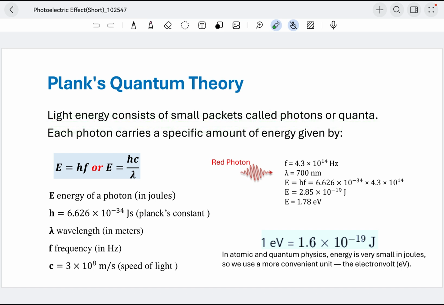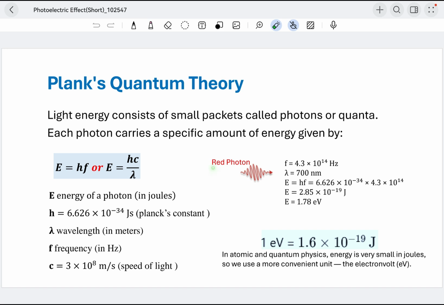We can also say like this: light is a form of energy. The energy is available in small packets called photons or quanta. So each photon carries a specific amount of energy. So we know light is present having different colors: red light, green light, blue light, yellow light, orange light, like this. So it means that we have different photons also, so different energies also.